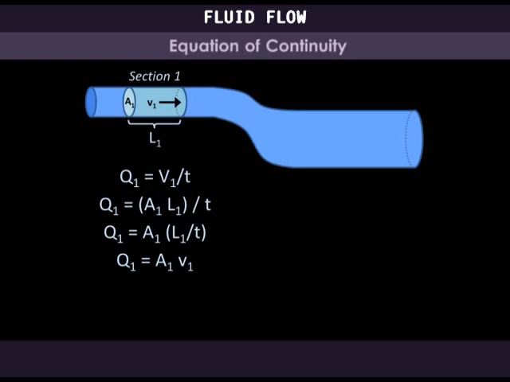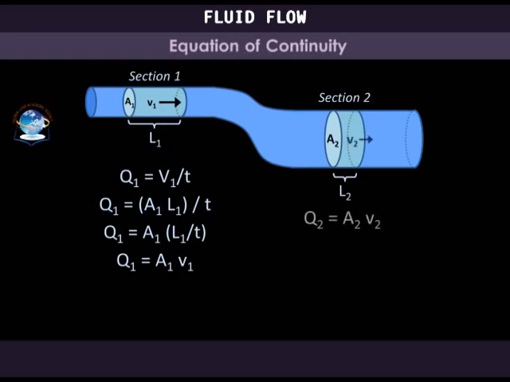With an identical analysis, if we define a section 2 in the wider part of the tube, we will have Q2 is equal to A2 times V2. The volume of the fluid in section 1 must be equal to the volume of the fluid in section 2. That is easy to see because no fluid gets lost along the tube length. And because A1 is less than A2, then L2 must be greater than L1.